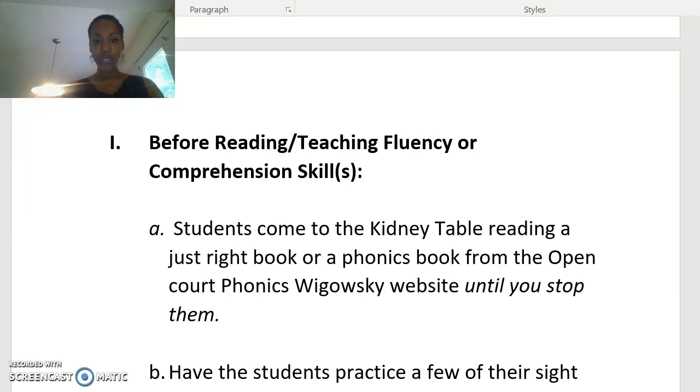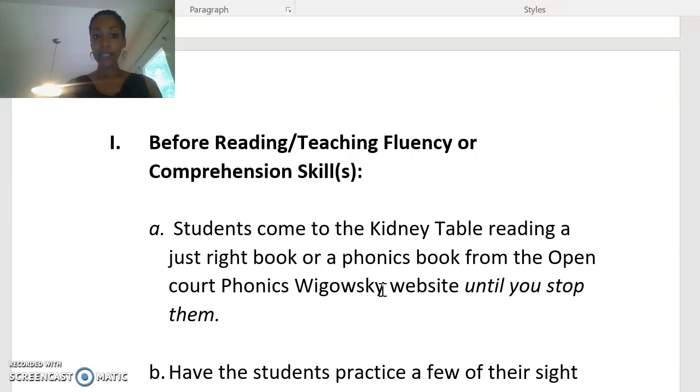Okay, so now the students have come to the table. You also want them to know that when they come to the table, they are not to come sitting down and staring at you, waiting for you to tell them what to do next. They should come to the table with their Just Right book or with their Open Court Phonics Wygotsky book that comes attached to different phonics lessons that you have printed out and copied for them. Come with something to read.